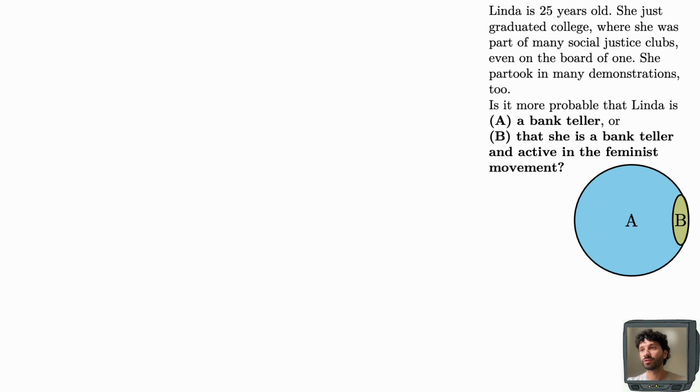Now, just as a refresher, the example is that Linda is 25 years old. She just graduated college where she was part of many social justice clubs, even on the board of one. She partook in many demonstrations too. Is it more probable, the question is, that Linda is a bank teller or that she's a bank teller and active in the feminist movement? By now you should really know that the correct answer is A, but people tend to pick B. Not everyone, but generally a majority of people.